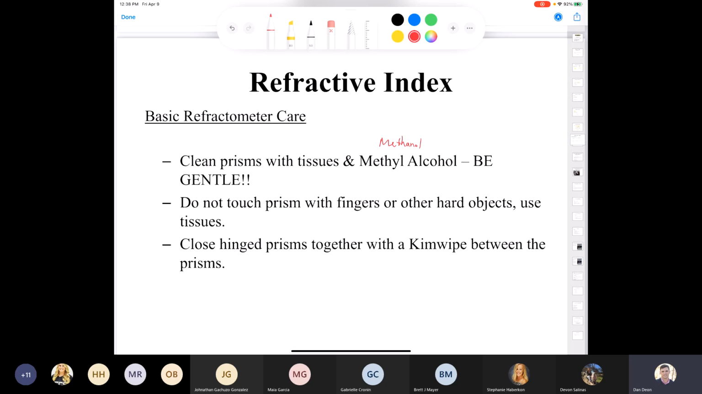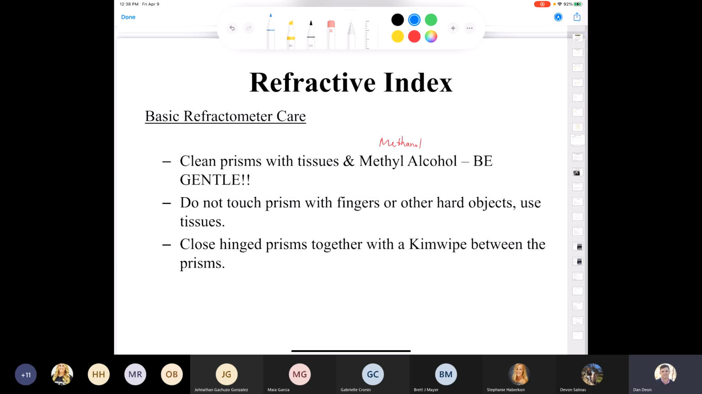Never touch the prism. It looks like a piece of glass. Never touch the prism with your fingers. Never touch it with anything that's hard. I don't think anybody would have a reason to do that. You always use tissues. Now, I'm sure you're like, okay, Mr. Dion, I can treat an instrument with care. I'm a careful person, and I would totally believe you.